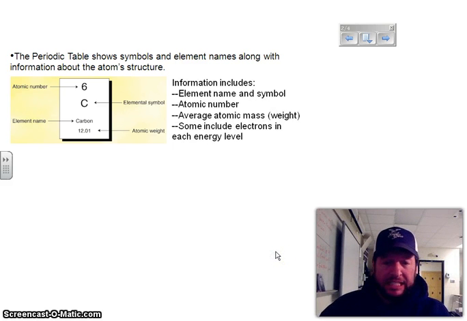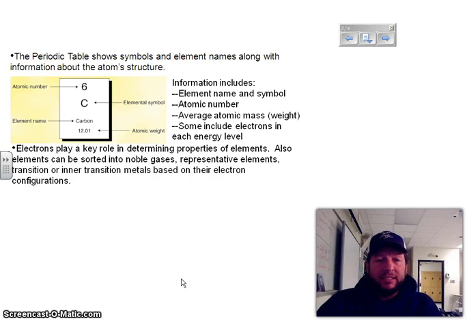Information in each box includes the element name and the symbol. We have its average atomic mass or weight. Sometimes you'll see it as atomic weight, but we call it atomic mass. And it has the atomic number, which is, of course, the number of protons. Some, like I said, will include another piece of information, electrons in each energy level. If you look at yours in the book, you will see these little numbers, and I'll explain those when we get to that in class.